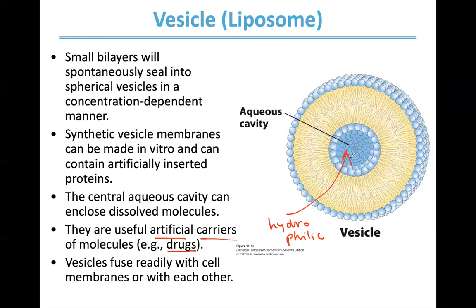Obviously, when this comes in close contact with the cell membrane, because they have a lipid bilayer, they can fuse with the cell membrane. In other words, the same lipids can move from the liposome into the cell membrane and release the cargo, which is the drug, for example, into the cell. So these are liposomes.